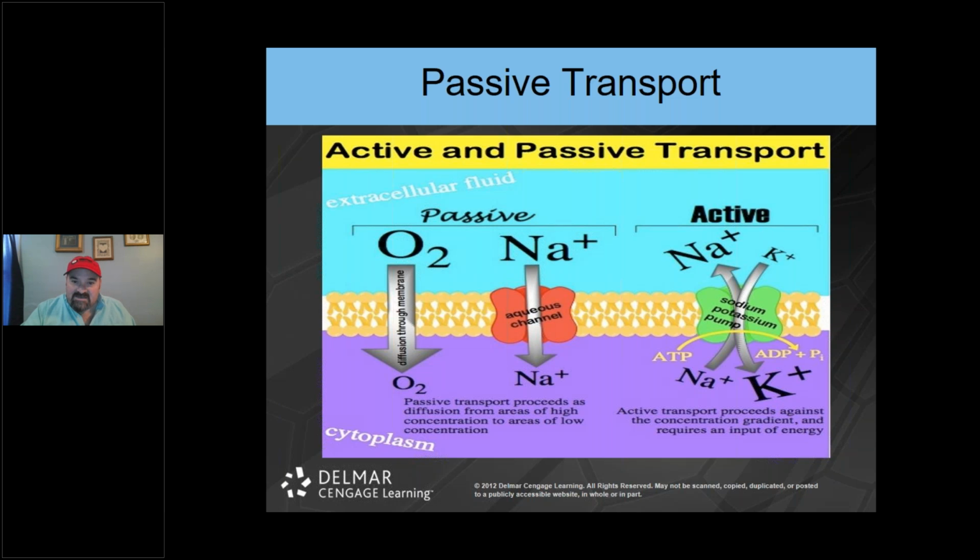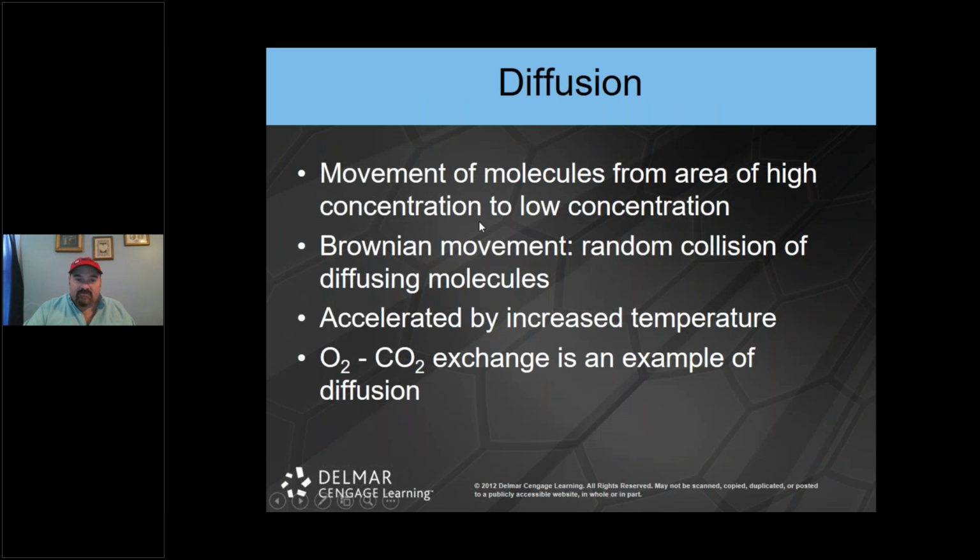But active and passive: if it's an active process, we need ATP. If it's a passive process, no energy is required. So the moving of molecules from an area of high concentration to low concentration is diffusion. Okay? Temperature can increase the rate of diffusion. Oxygen and CO2 movement in the body is a result of diffusion.